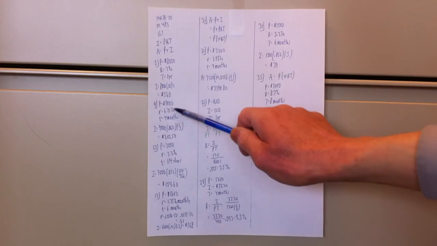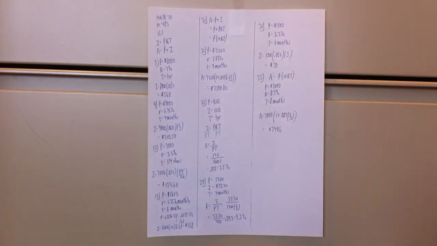So rates are always understood to be annual if they don't tell you otherwise. And if they give you something else like monthly, then we convert it to annually. And time is 6 months.